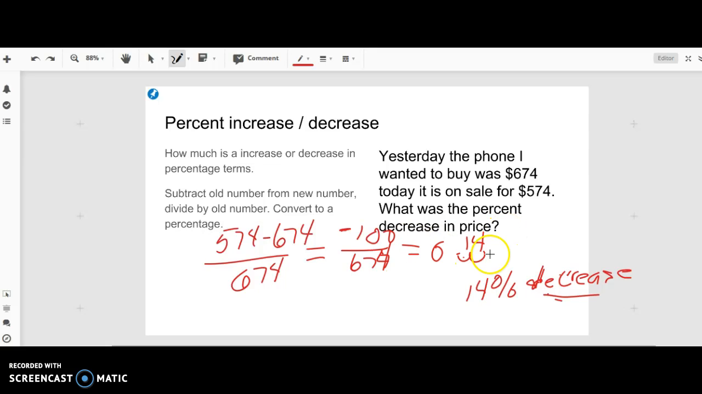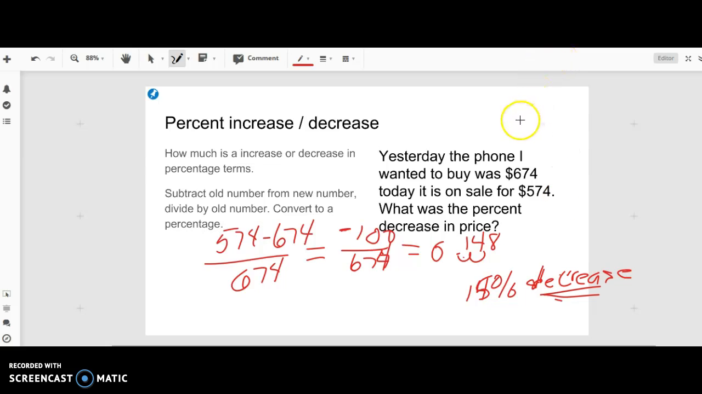100 divided by 674 is 14.8%, which would round to about 15%. It's a 15% decrease. Now, this is very similar to the problems we had started with.